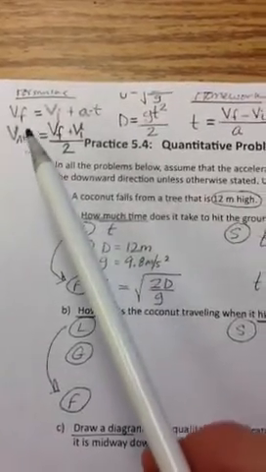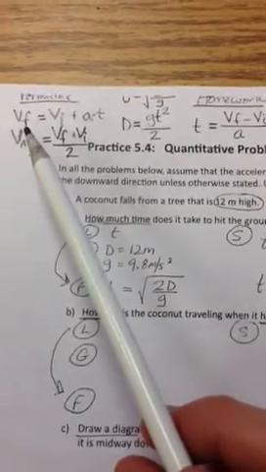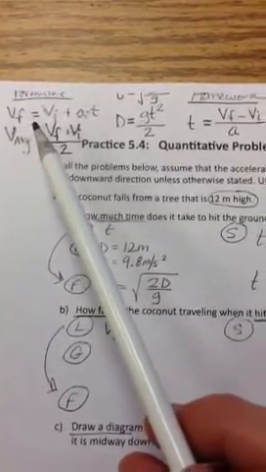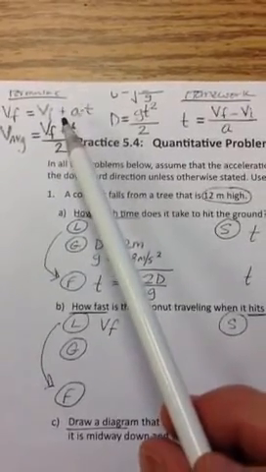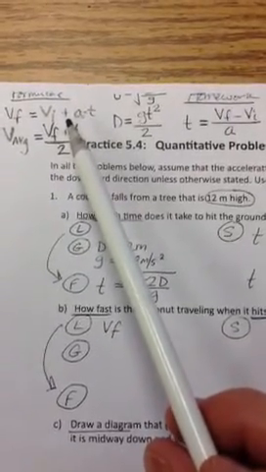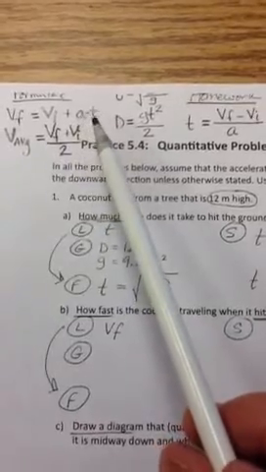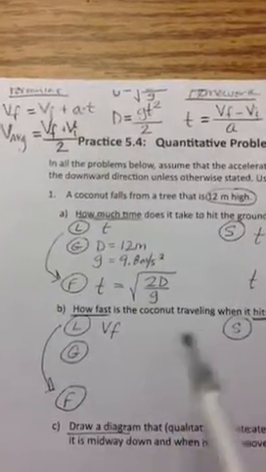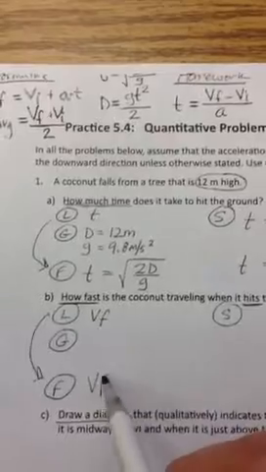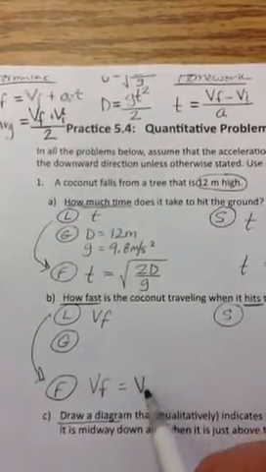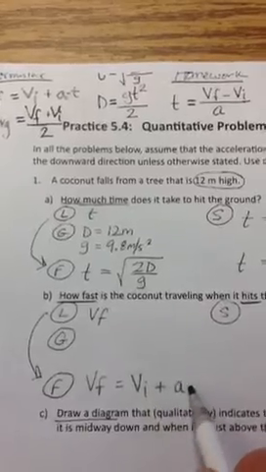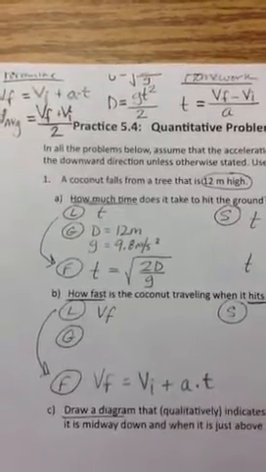Alright, let's see. Velocity final is right here. It equals velocity initial plus acceleration times time. So that's going to be my formula. Let's write that down. Velocity final is equal to velocity initial plus acceleration times time.